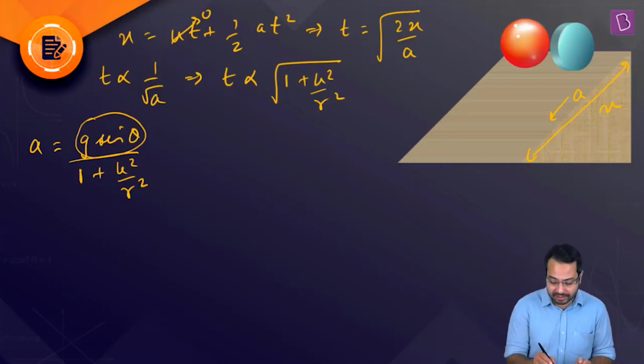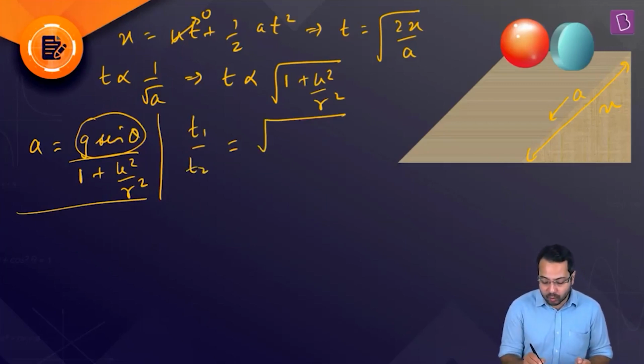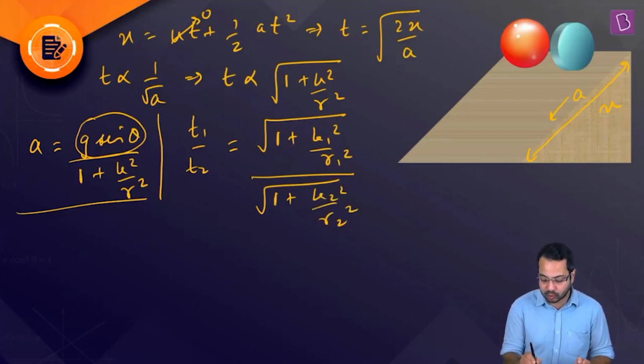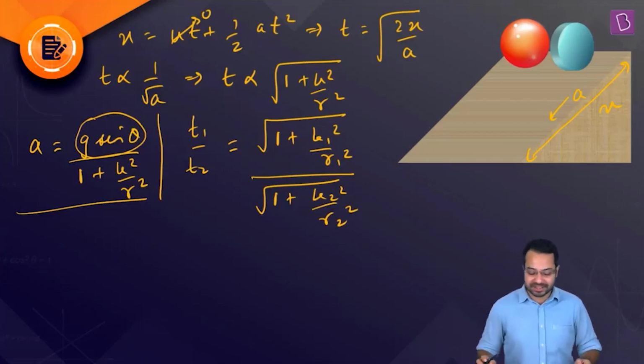So I can say that T1 upon T2 is going to be equal to under root of 1 plus k1 square upon r1 square divided by 1 plus k2 square upon r2 square. Now what is k1? k1 is the radius of gyration of the solid sphere and k2 is the radius of gyration of the disk. Okay, so let's find out k1 square upon r1 square.